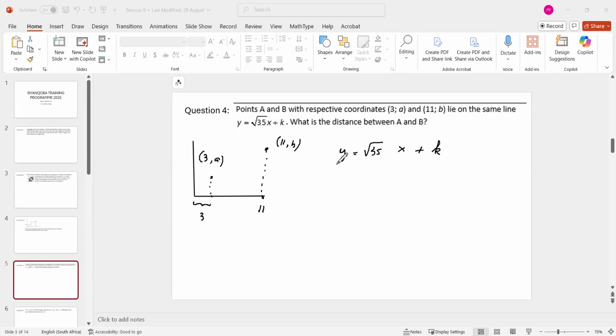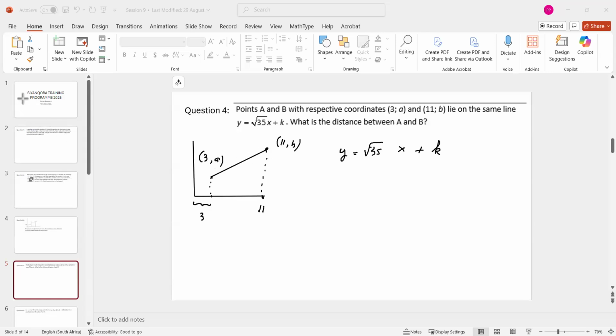Now, this looks like a problem in coordinate geometry, but even if you haven't done coordinate geometry, I think you can still do this problem. Now you want to know what the value of k is. Well, actually, you want to know what the distance between A and B is. So we need to calculate this distance. This is capital A, this is capital B.